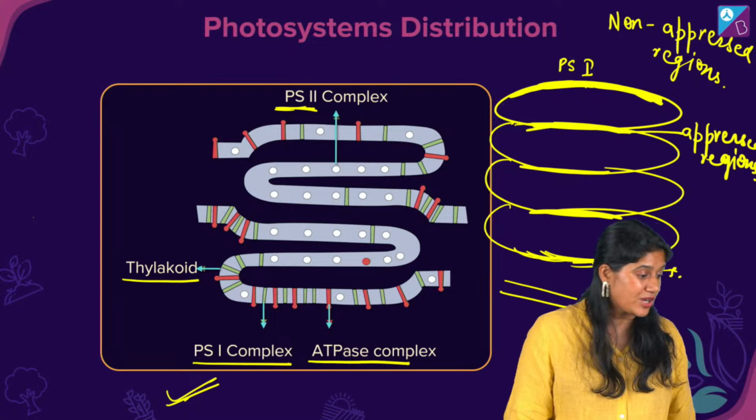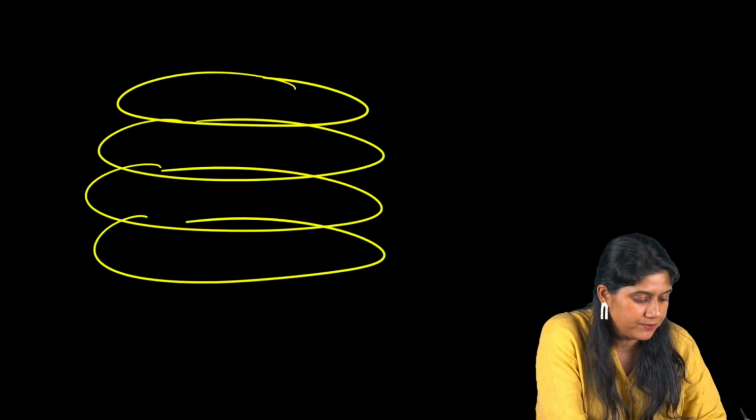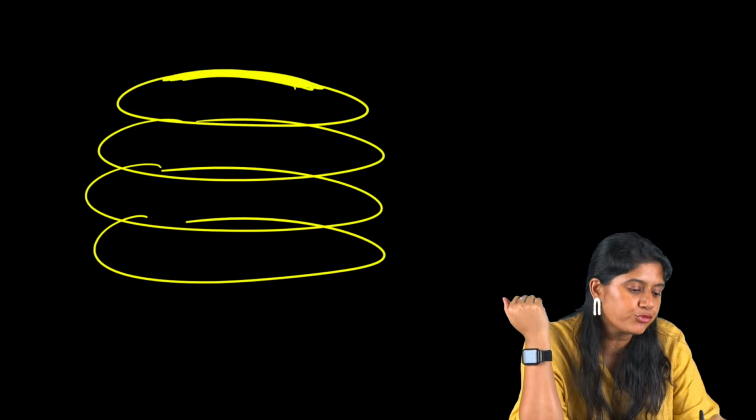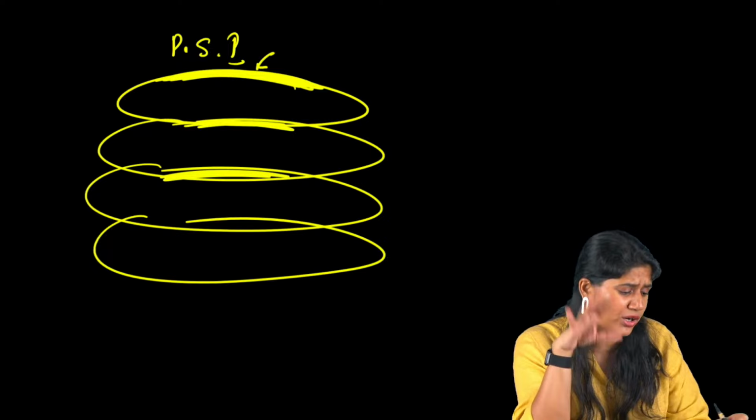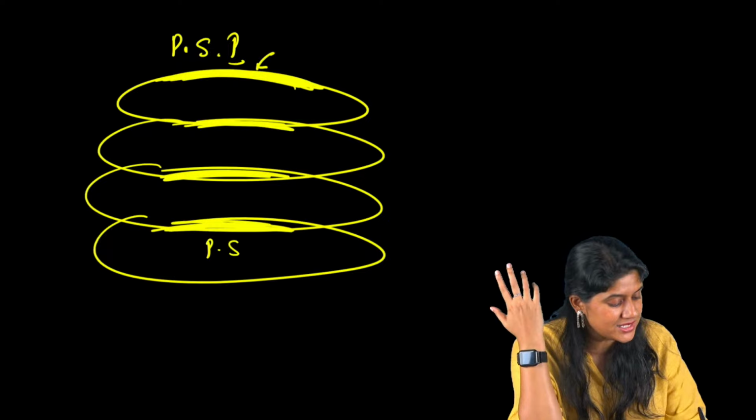Listen carefully, children. We are talking about photosystem 1 and photosystem 2. We have the thylakoid, right? We need to remember two important parts of the thylakoid. First, the part that is free, with no pressure on it. This part is the non-oppressed part. What do we have here? PS1. The inner part, which is being suppressed, slightly pressed down, this is the oppressed part, and here we have PS2.